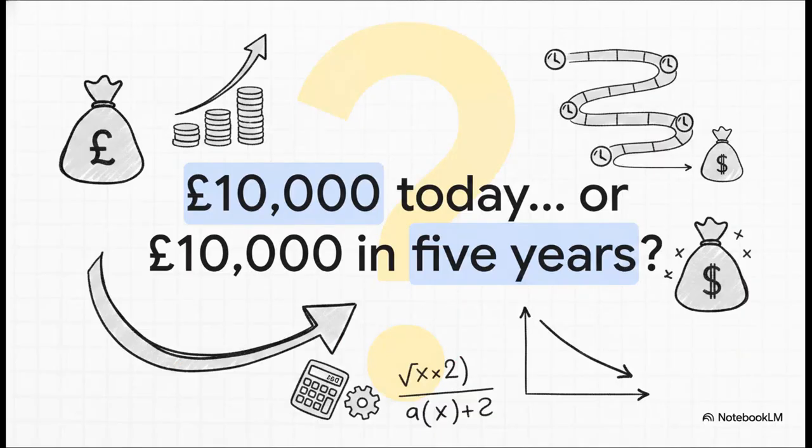Okay, think about this for a second. If someone offered you a choice right now, £10,000 today or £10,000 in exactly 5 years, your gut instantly says, take the money now, right? But why? I mean, it's the exact same amount of cash either way. You inherently know that getting the money today is better. But as actuaries, we have to actually prove your gut right mathematically. We need to precisely measure exactly how much better today's money actually is compared to tomorrow's.